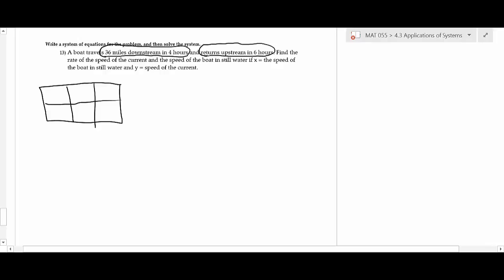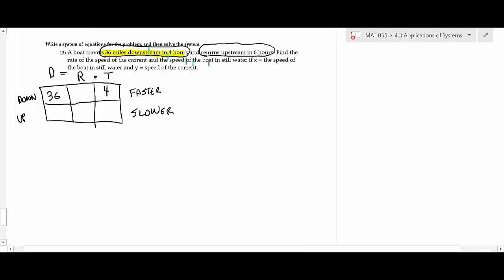It's analogous to that. The two things we have going on are downstream, where the current makes the boat go faster, and upstream, where the current causes the boat to go slower. Then you just do distance equals rate times time and fill in the blanks. So if you look at this piece of information right there, it tells you that you travel a distance of 36 miles in a time of 4 hours. That's what that statement says.